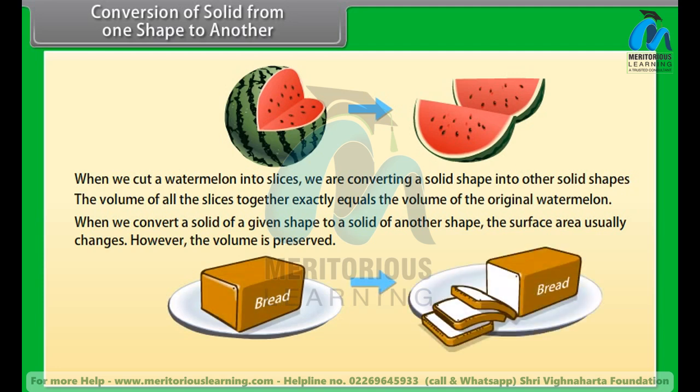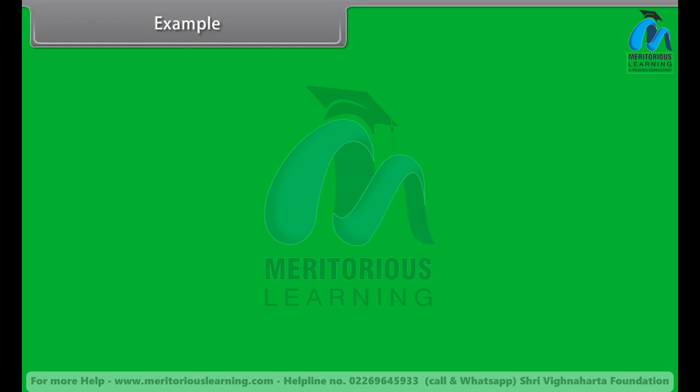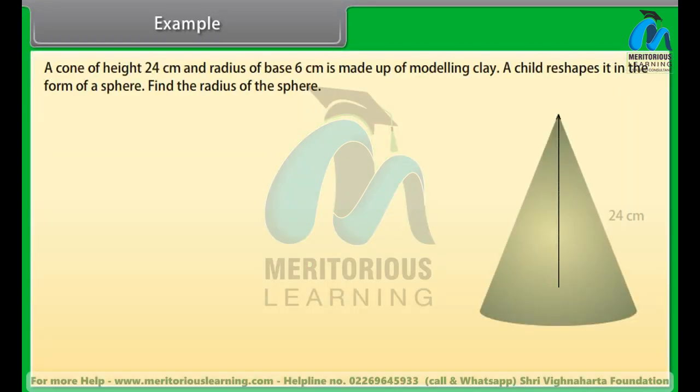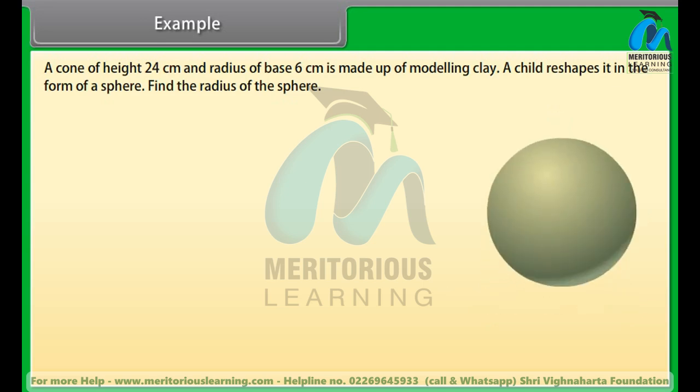Similarly, in case of cutting bread into slices, we convert a solid shape into other solid shape. The volume of all the slices together exactly equals the volume of the original object. Example. A cone of height 24 cm and radius of base 6 cm is made up of modeling clay. A child reshapes it in the form of a sphere. Find the radius of the sphere.